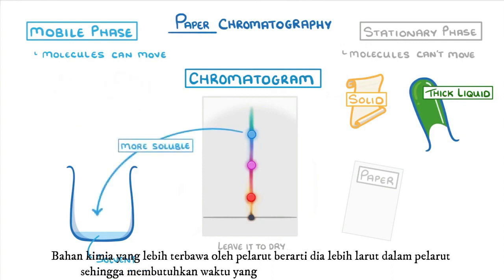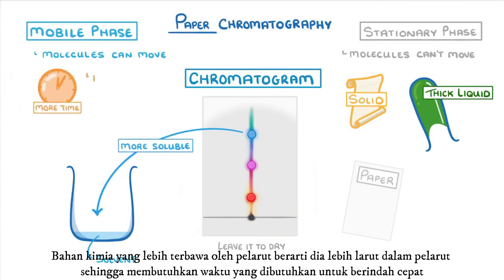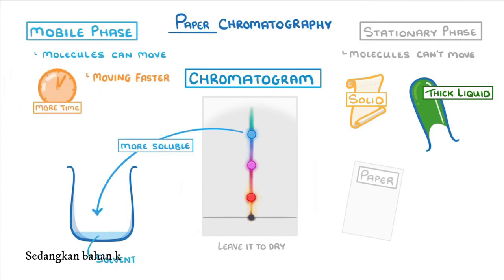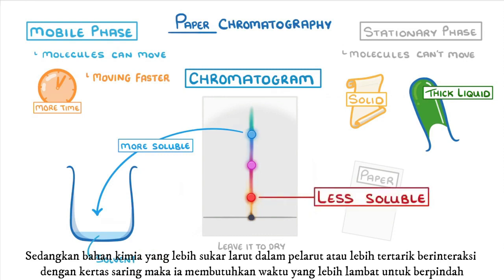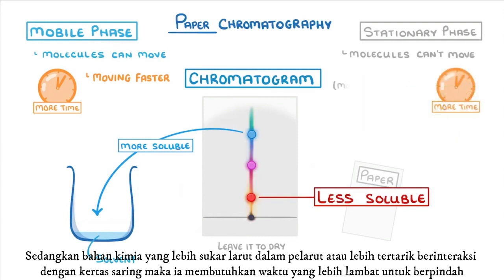With the chemicals that are more soluble in the solvent spending more time in the mobile phase, and therefore moving faster, and those that are less soluble, or are more attracted to the paper, spending more time in the stationary phase, and so moving more slowly.